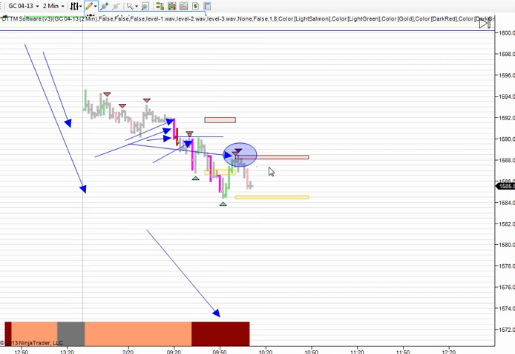Does it mean that trade's going to work out 100 times out of 100? No, but it's going to work out a high percentage of the time. You're putting the probabilities in your favor with actual evidence. Okay? Hopefully that makes sense. Let's play this forward again.